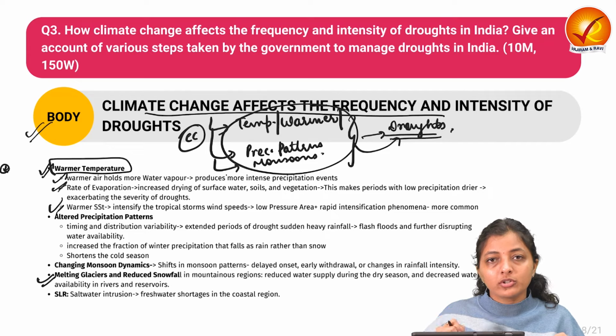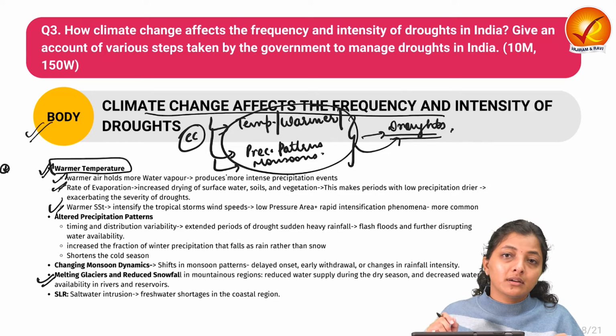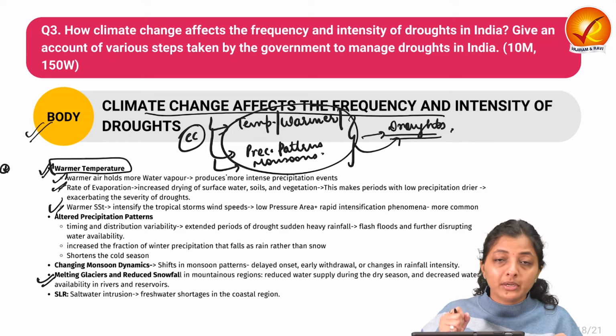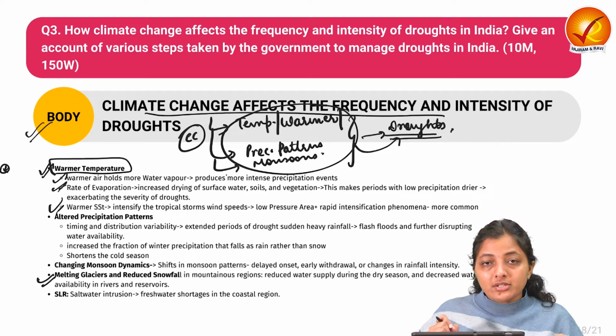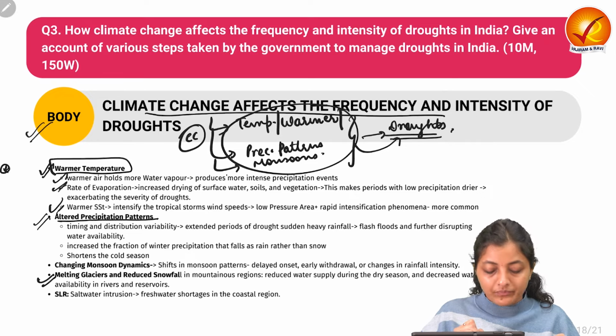The topmost soil gets depleted. Again, water retention capacity decreases, and all the water just goes away in the runoff, not in the percolation of water. So again, drought-like conditions. Next is about the altered precipitation patterns.